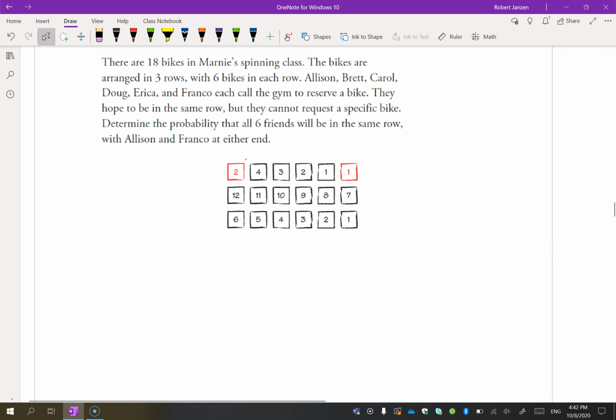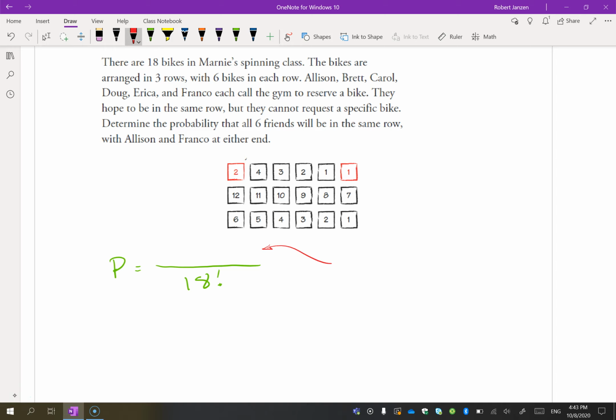Okay, so the probability, well, I'm not going to write that as the probability of this situation. What is it? Well, there are 18 bikes. If we just do this randomly, there's 18 different ways that you could end up at a bike, and since they're all equal, there are 18 factorial ways to get on a bike. Now we need to figure out the probability of this description. They hope to be in the same row, but they cannot request a specific bike.